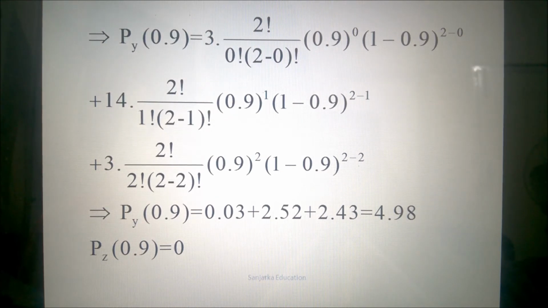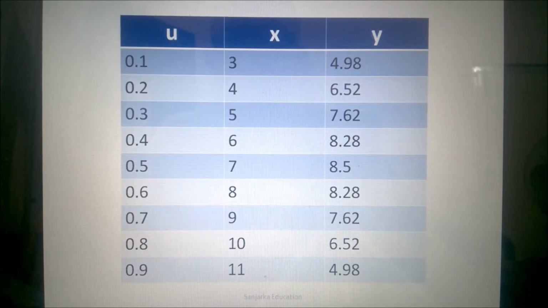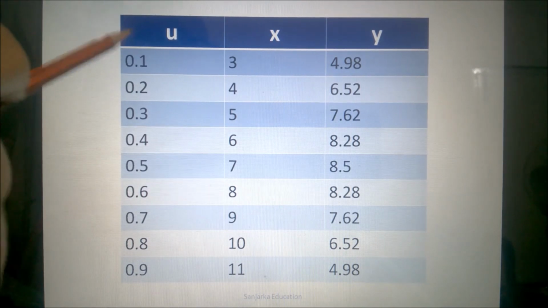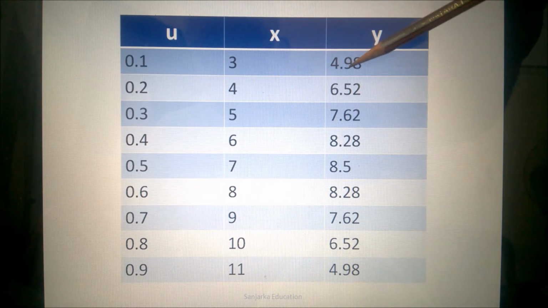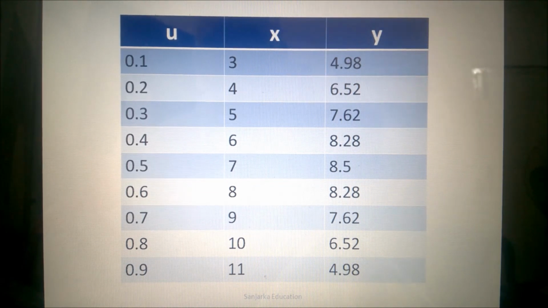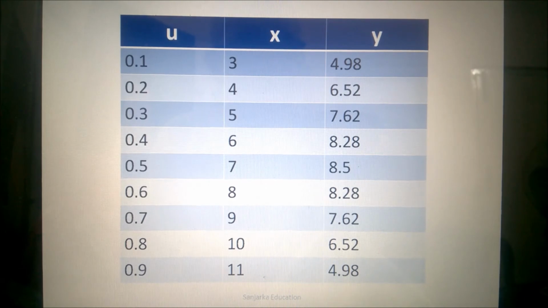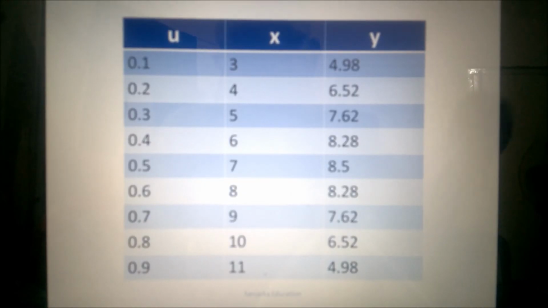We'll summarize all the values we calculated in a table. You can see for the different values of u, the x coordinate and y coordinate we got. If we plot the x coordinate and y coordinate as a point, then we get the curve. Now you can see on the table that for u equal to 0.1, we got x coordinate 3 and y coordinate 4.98. How we found that, we have shown in detail in the previous. Then we summarized all this, and then we plot this in a graph.